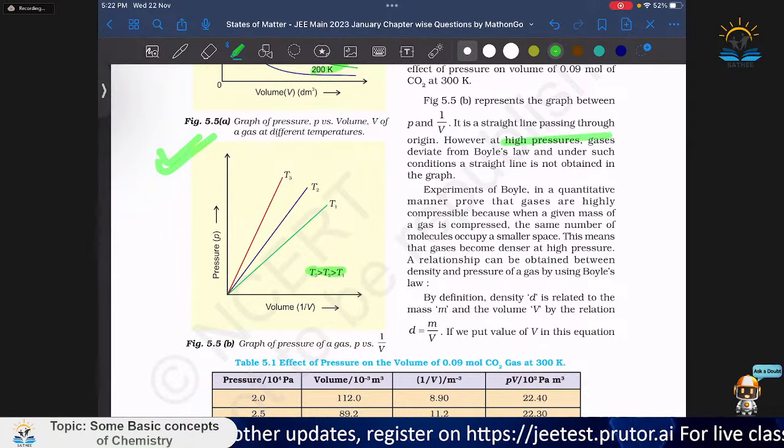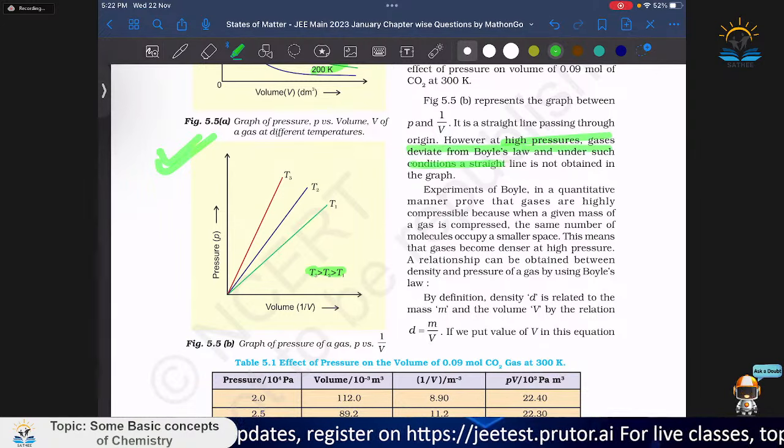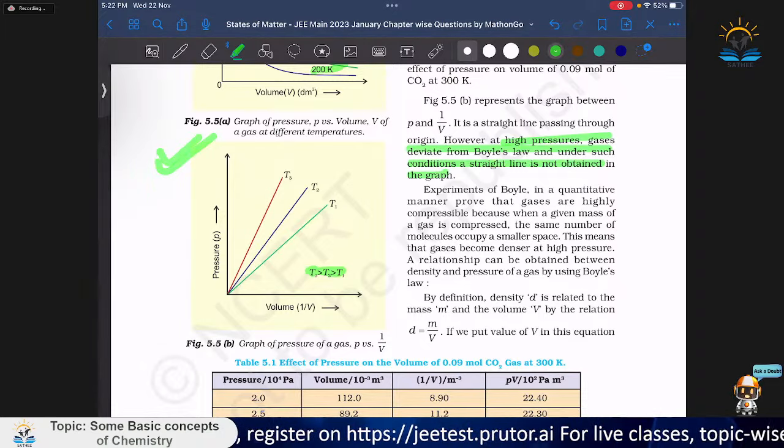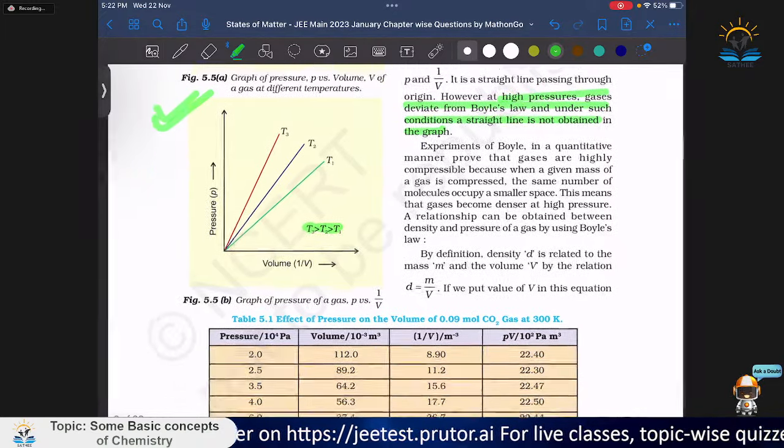But at higher pressures, gases deviate from Boyle's law, and under such deviation, a straight line is not observed in this graph. This is a small thing which we need to remember.